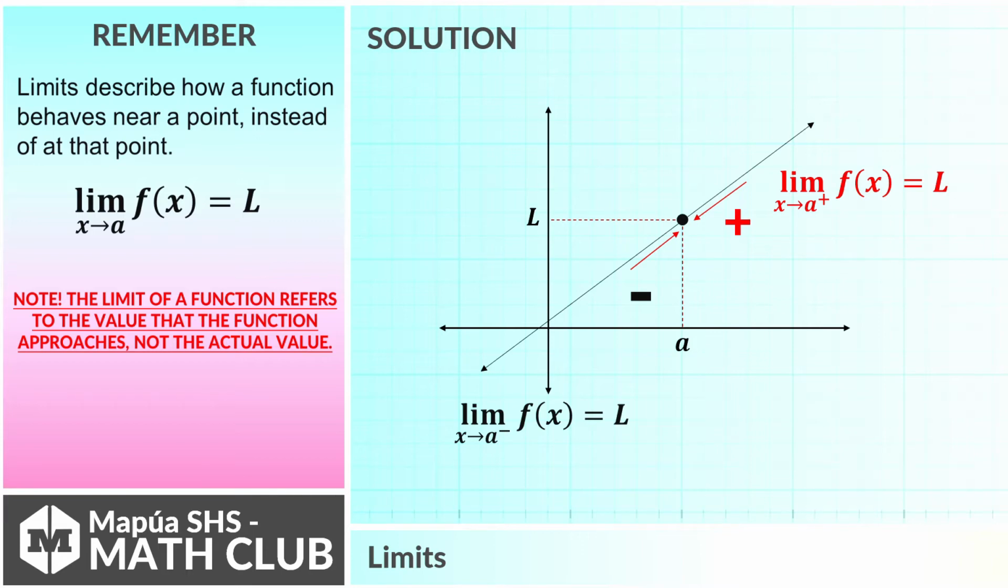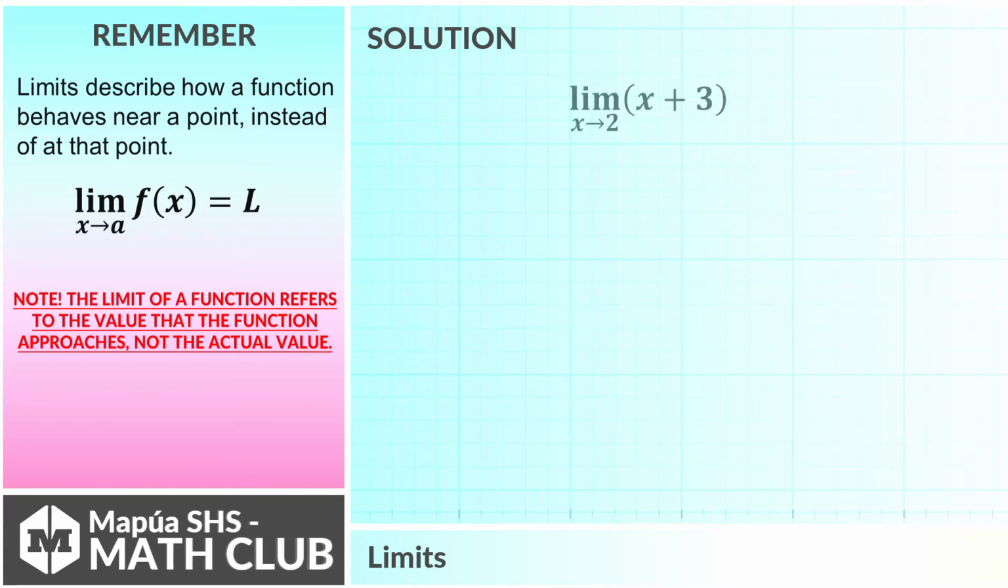Now let's move on to our example. Let us find the limit of x plus 3 as x approaches 2. There are several ways to solve this problem, but the first way is by substituting our constant for the value of x. So, in this case, just substitute 2 for the value of x in the function. This will be 2 plus 3. The answer will be 5.